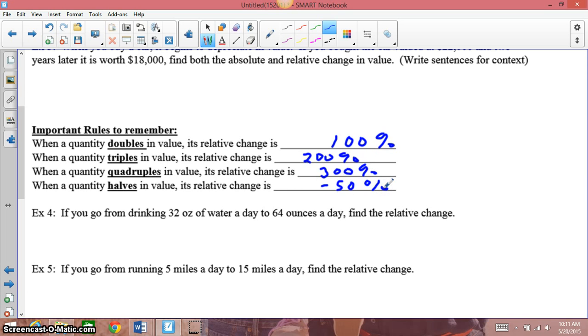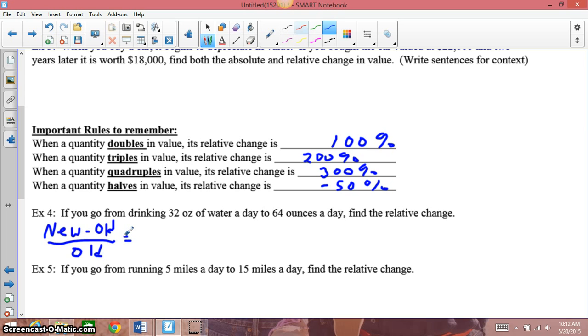I'll go through one of these just to show you, because you might be saying, well, I don't know why if it's doubling it's not 200%. I'm going to go through example 4 here. This example is doubling. It's going from drinking 32 ounces of water in a day to 64 ounces in a day. It says find the relative change. Well, according to the rules that I've just shown you, that's supposed to be a 100% increase. So let's do the math behind it and make sure that it is 100%. Relative change then, formula, new minus old divided by old.